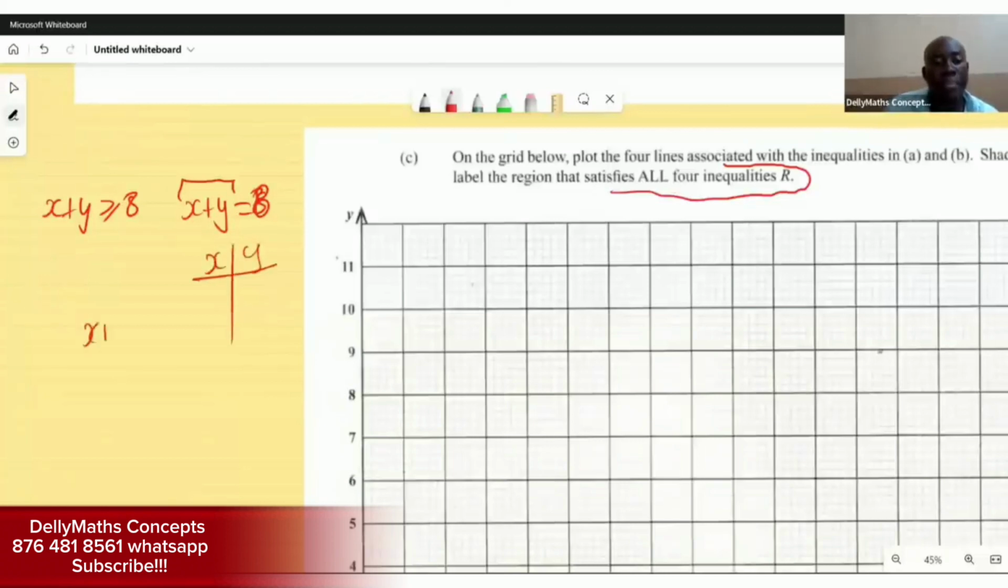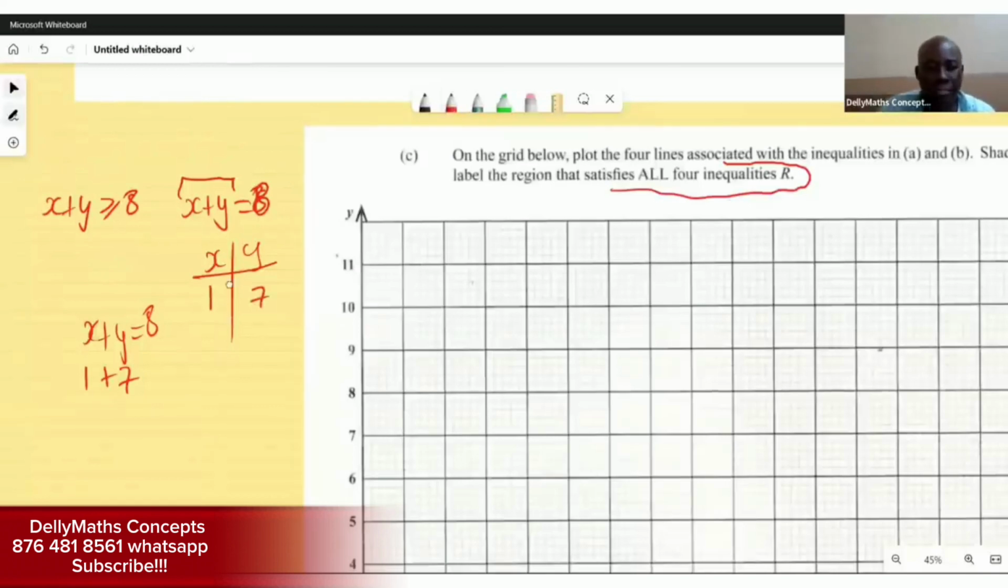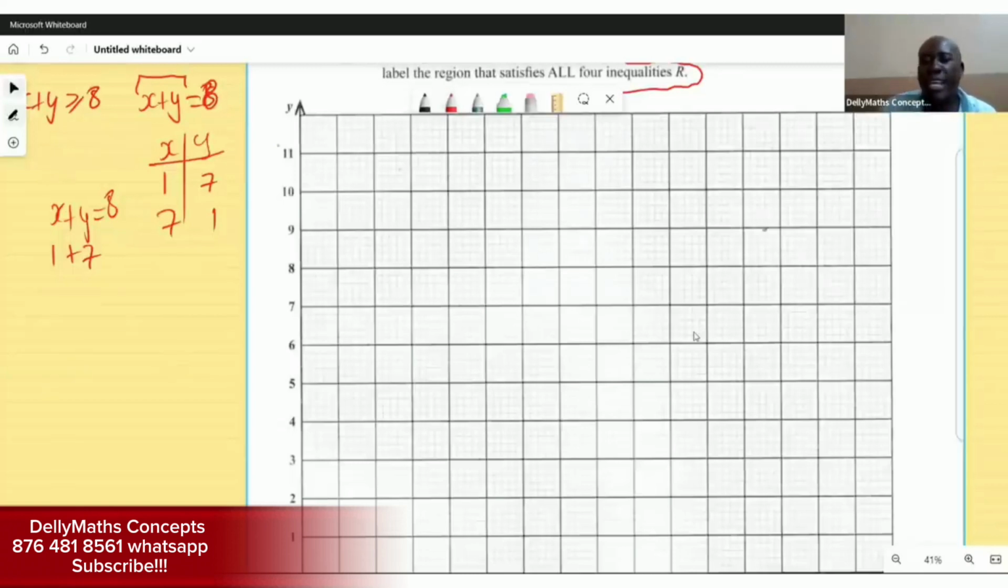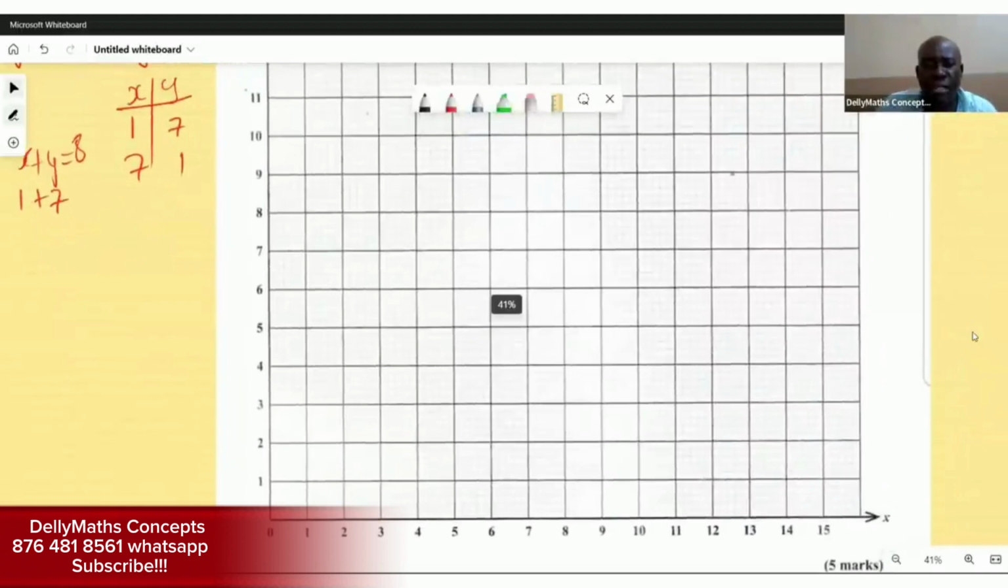Because if X plus Y equals 8, then if X is 1, then Y must be 7. So 1 plus 7 is 8. So I could plot a point 1, 7. I could plot 7, 1 as well, because when you add X plus Y, you get back to 8. So we are suggesting that we can use various methods to find a point. So that's one of my points there, and that's another of my points.